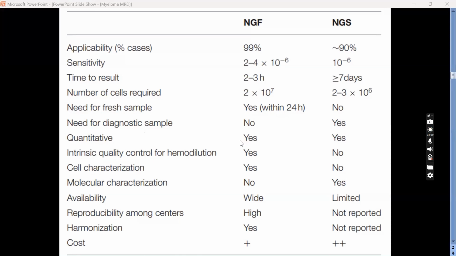Of course, both are quantitative, and so these are some of the things. Harmonization is better with flow compared to NGS. Okay, so for flow, papers have come, you know the gating strategy. So harmonization is better here compared to NGS. Cost is relatively low compared to NGS. This we already discussed in MRD, but still in the myeloma context, these are the advantages of NGF over NGS. Okay, when I say next generation flow, remember it is a high sensitivity flow cytometry assay where you need to acquire a larger number of events than what you conventionally do for MRD.